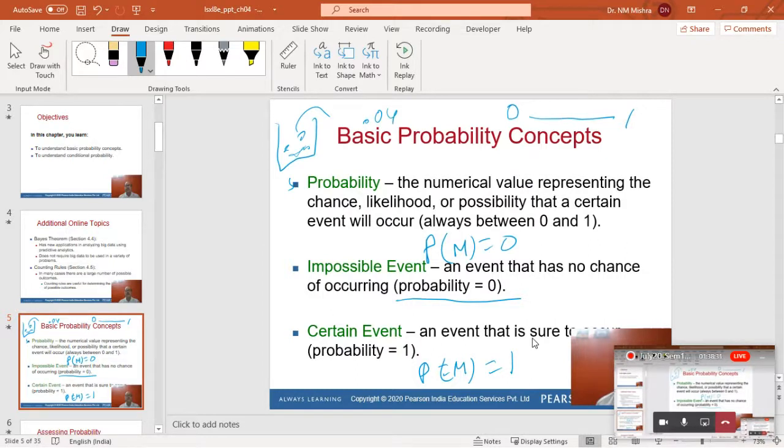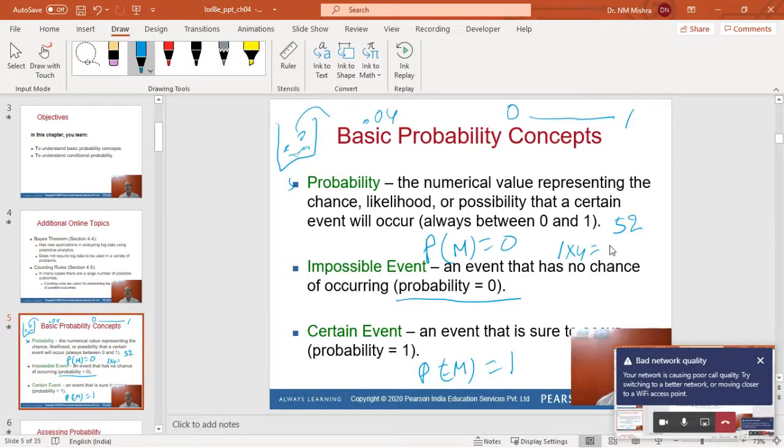Suppose you have a playing card, how many total playing cards are there? 52. And out of 52, what is the chance if you pick one card, what is the chance of getting a king? So how many kings are there in the playing cards? All of you know there are 4 different colors in the playing cards. So what is the probability of getting a king? One king is there for each of the 4 different colors.